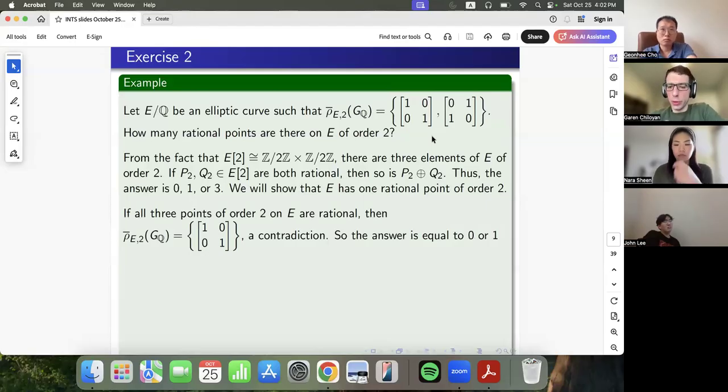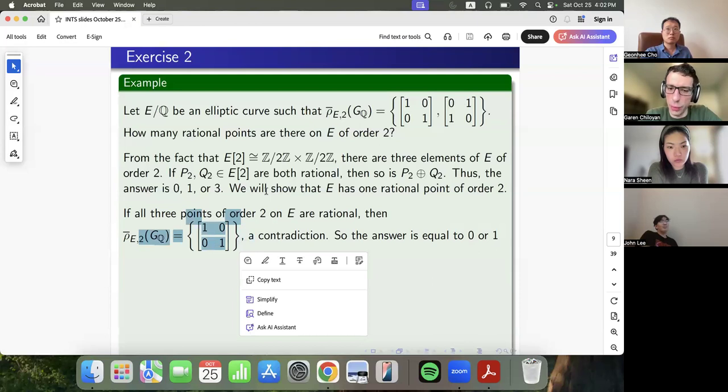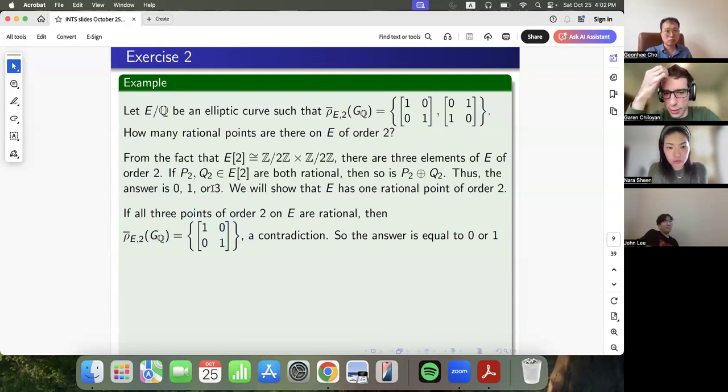If all 3 points of order 2 are rational, remember I said that the image of the mod 2 Galois representation would have to be just the identity. But that's not what I have. I told you that the image of the mod 2 Galois representation has 2 elements, (1,0,0,1) and (0,1,1,0). It's not just the trivial group. So I eliminated the example of 3. So the answer is either 0 or 1. If I can give you a rational point, then the answer would be 1. If I could show you that there's no way you can have a rational point, then the answer is 0. I will show you that there is a rational point.